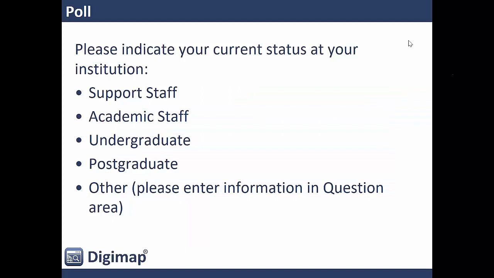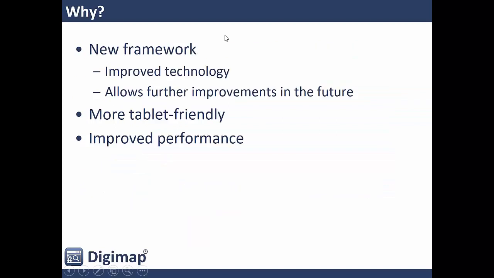That's much appreciated. What we're going to cover today then, the first bit is why have we created a new Roam application? So we've done this basically to bring the technology used in Digimap up to date, so to use the latest technologies that are available to us. And the main driver for doing this is that we can further develop the application in the future. We can add more functionality, do better enhancements to the system. So by updating it to use the latest technologies available, it gives us more flexibility for improvements in the future.